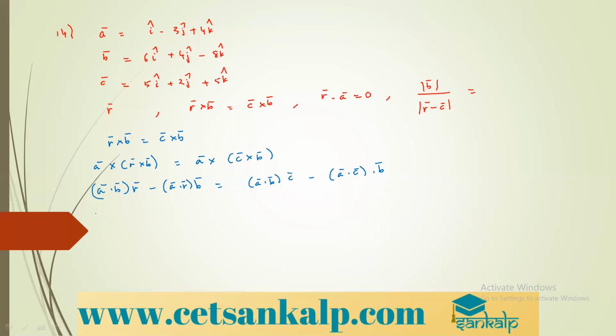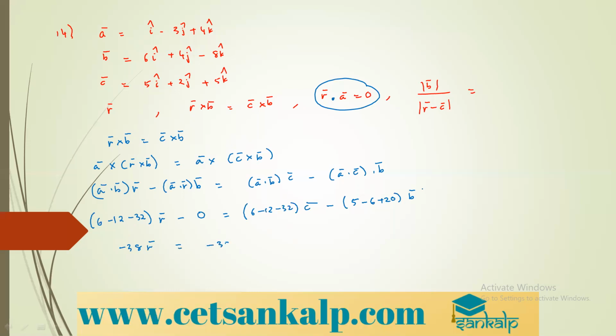So first of all, I will write A dot B. It is 6 minus 12 minus 32 into R minus, because R dot A is 0, this will become 0, is equal to, again A dot B, 6 minus 12 minus 32 into C, minus A dot C, 5 minus 6 plus 20 into B. So 6 minus 12 minus 32, it is minus 38 into R, equal to minus 38 into C, minus 19B.